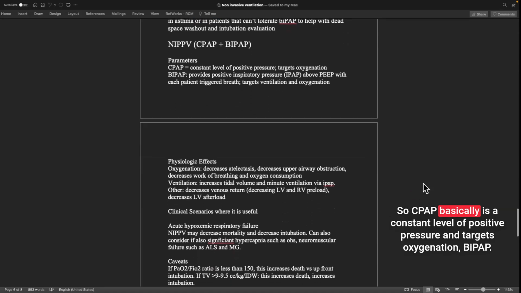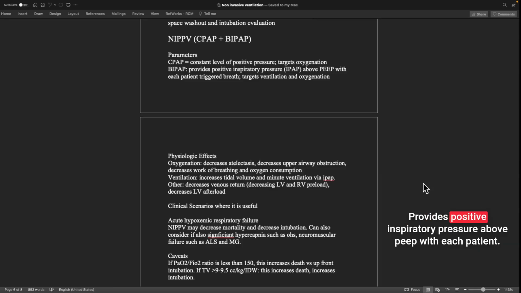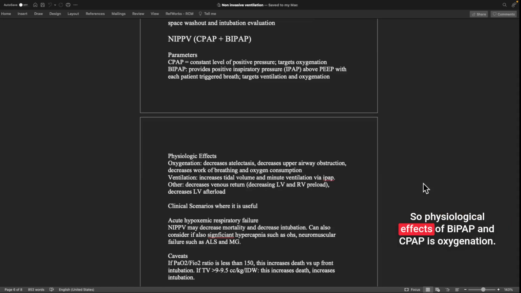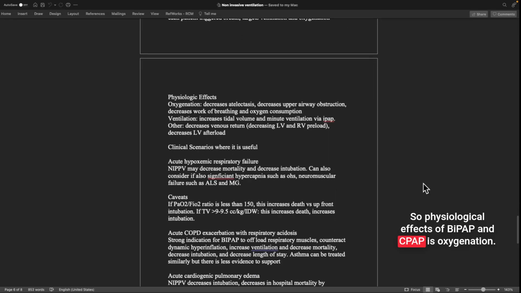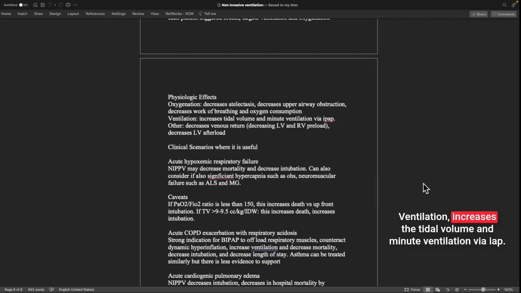So CPAP basically is a constant level of positive pressure and targets oxygenation. BiPAP provides positive inspiratory pressure above PEEP with each patient-triggered breath, and can target ventilation and oxygenation. So the physiological effects of BiPAP and CPAP: for oxygenation, it decreases atelectasis, decreases upper airway obstruction, decreases work of breathing and oxygen consumption. Ventilation increases the tidal volume and minute ventilation via IPAP.